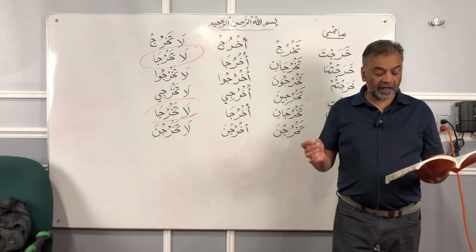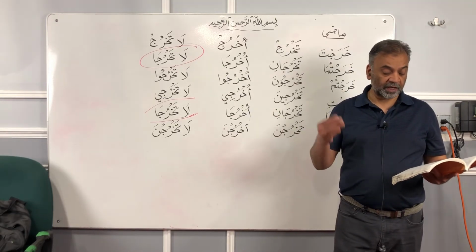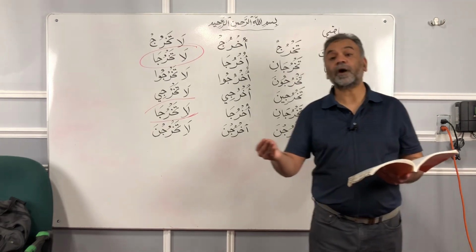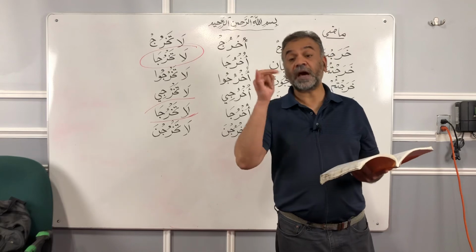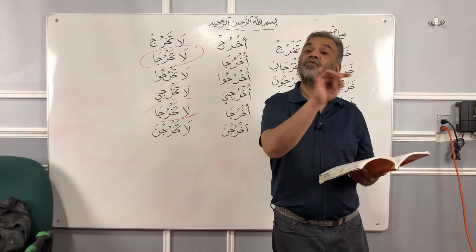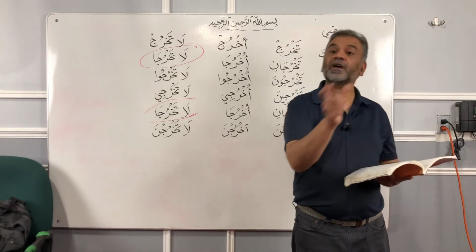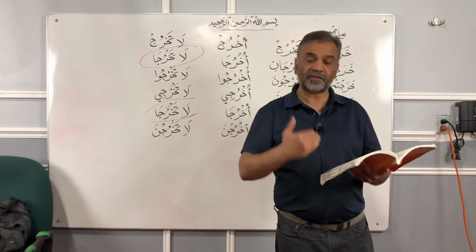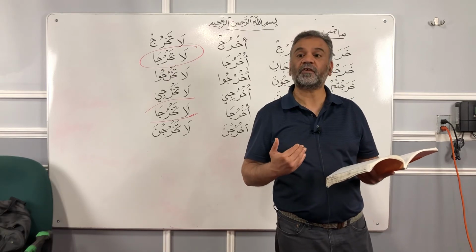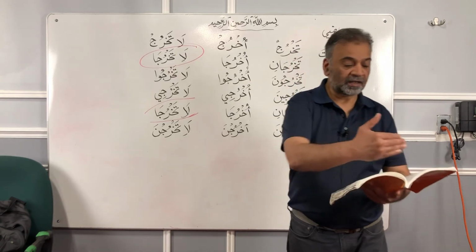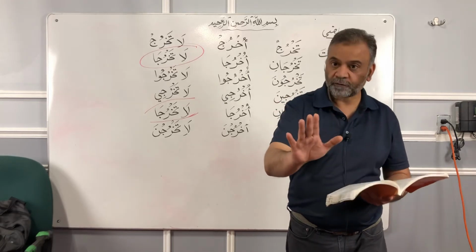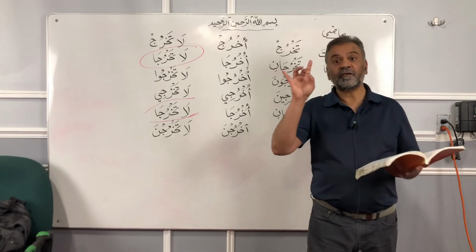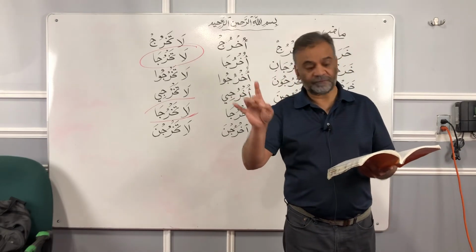Number 1, fataha Zakaria al baba. Zakaria opened up the door. Wa kada yakhruju, and he was about to leave. Now this is the madi form. Kada is the madi form, yakadu is the mudari form. So now in the first 5 sentences, Dr. Saab is using the madi form, and in the next 4 he is using the mudari form. Okay, remember that. So kada yakhruju, and he was about to leave.